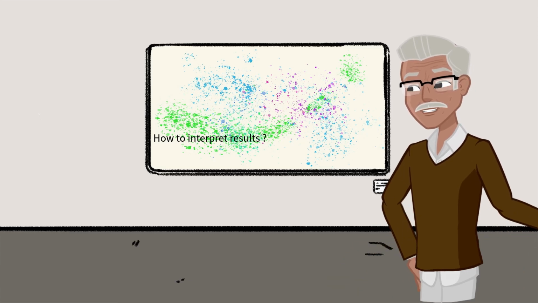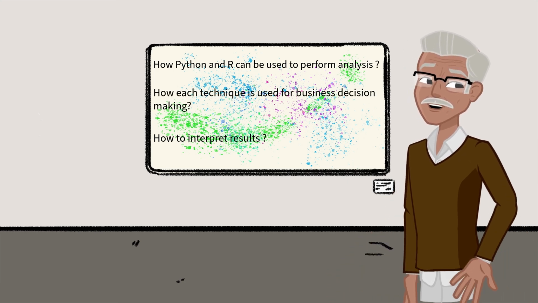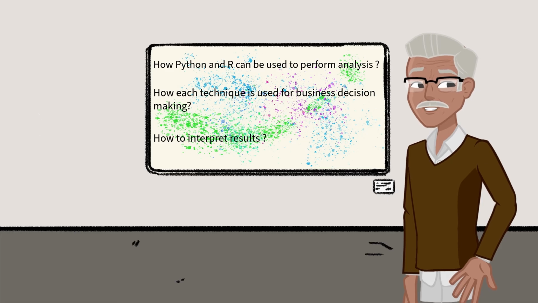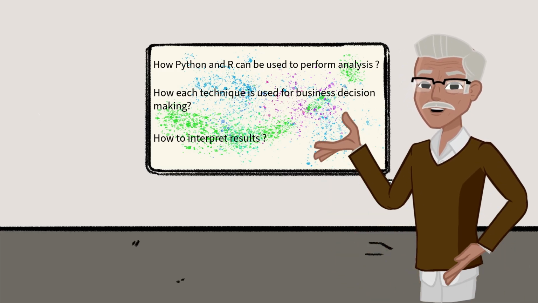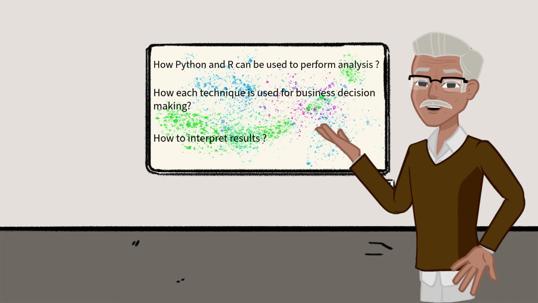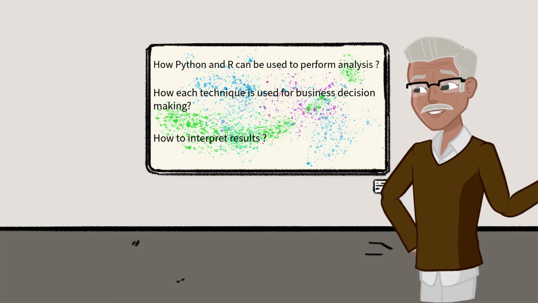By the end of this week, you'll have a clear understanding of how Python and R can be used to perform these analyses, how each technique supports business decision-making, and how to interpret results in a meaningful way. These skills form the foundation for modern business analytics and will help you move from simply observing data to truly understanding and applying it for better business outcomes.